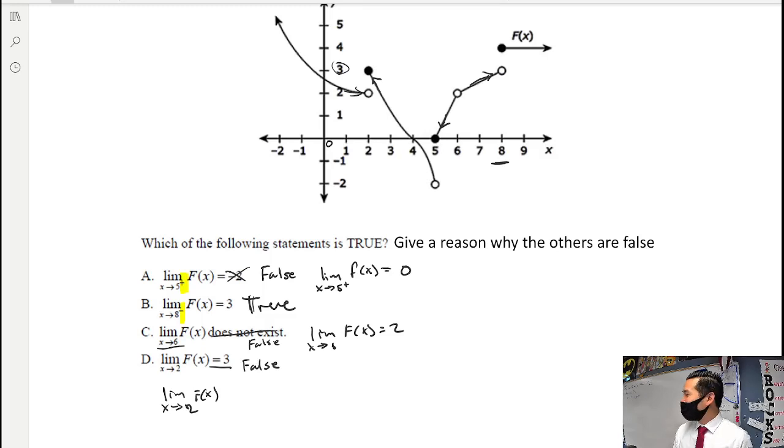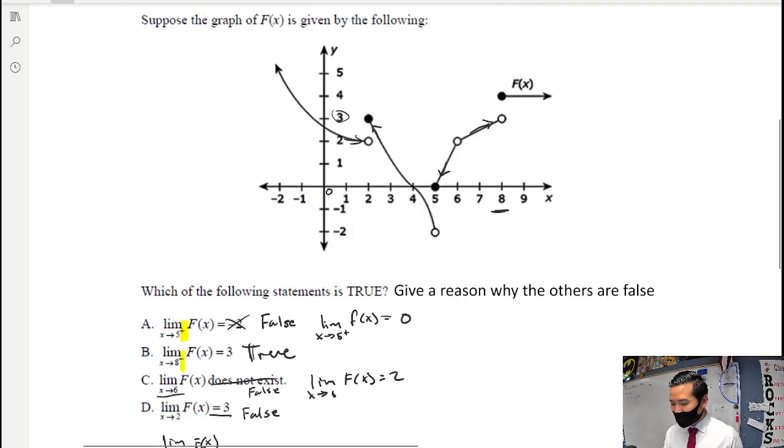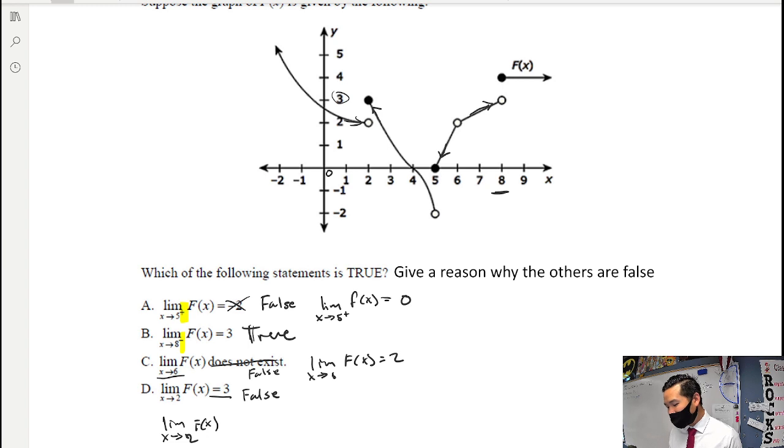All right, so the answer for this one, like I said, was B. A was false because when it approaches 5 from the positive side, it's clearly approaching 0. That would be the reason. B was true. You can see that it approaches 8 from the negative side. It's approaching 3. The function is approaching 3. C is false. The limit does exist. It approaches 2 from both sides.